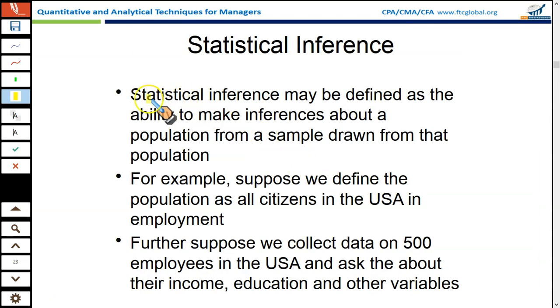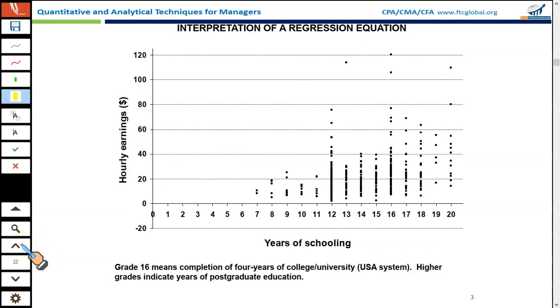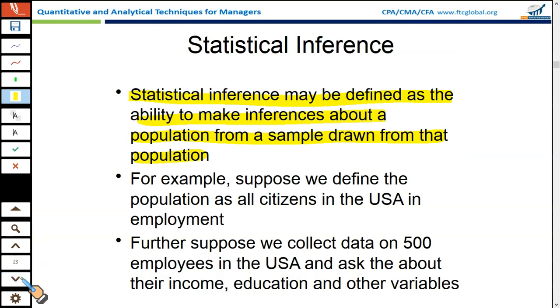Alright, so statistical inference may be defined as the ability to make inferences about a population from a sample drawn from that population. Let's say this is the case we are discussing, the years of schooling and the hourly earnings. We can't ask everyone in the US how many years they spent at a university, or what their total years of education are and what they earn. So of course we can't. Suppose we define the population as all citizens in employment in the US. We can't ask every single person in the US.